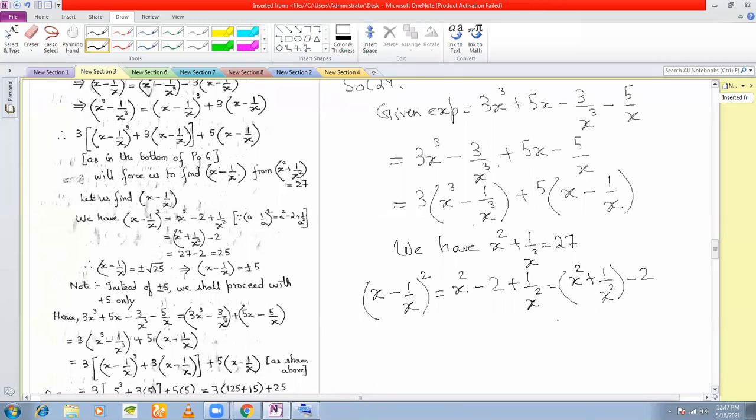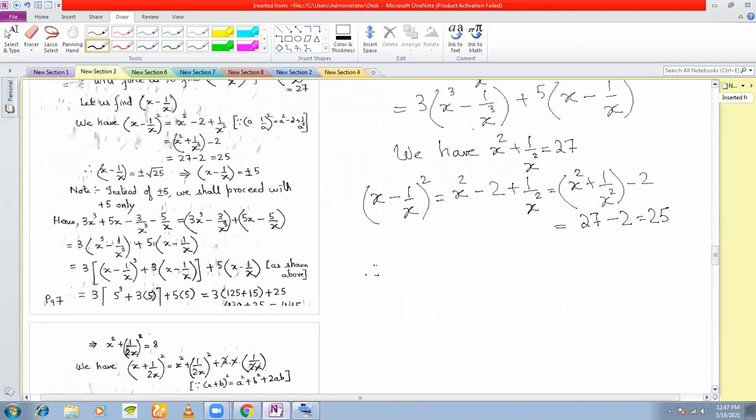You have minus 2. And what is the value of x square plus 1 by x square? 27 minus 2, which gives you 25. So that means x minus 1 by x, whole square, I'm getting 25. That means x minus 1 by x, I'll get plus or minus 5. Let us take the positive value, square root of 25, which is equal to 5.